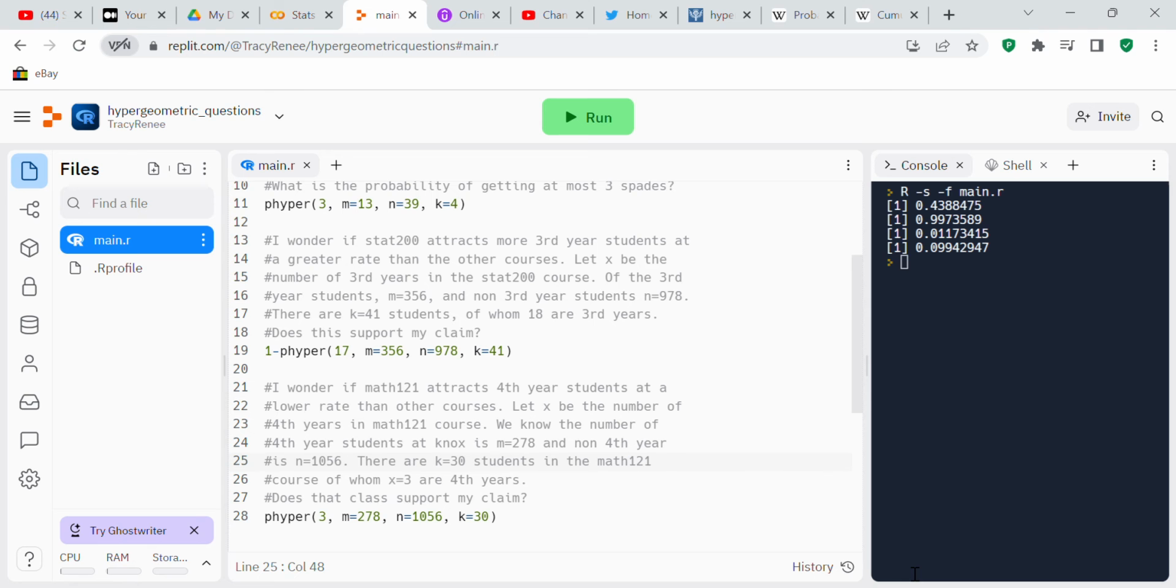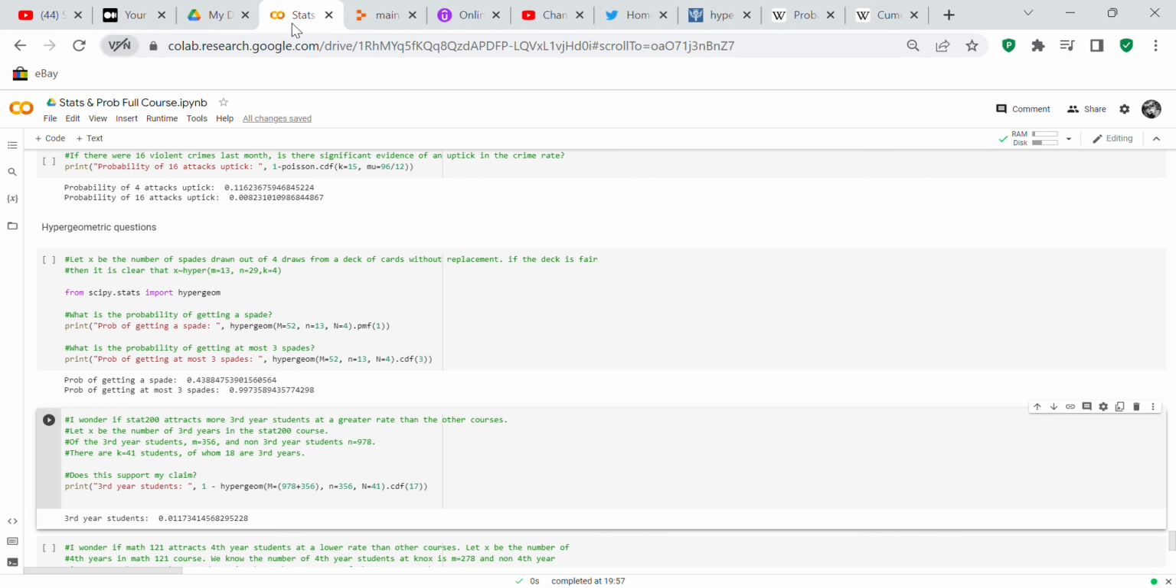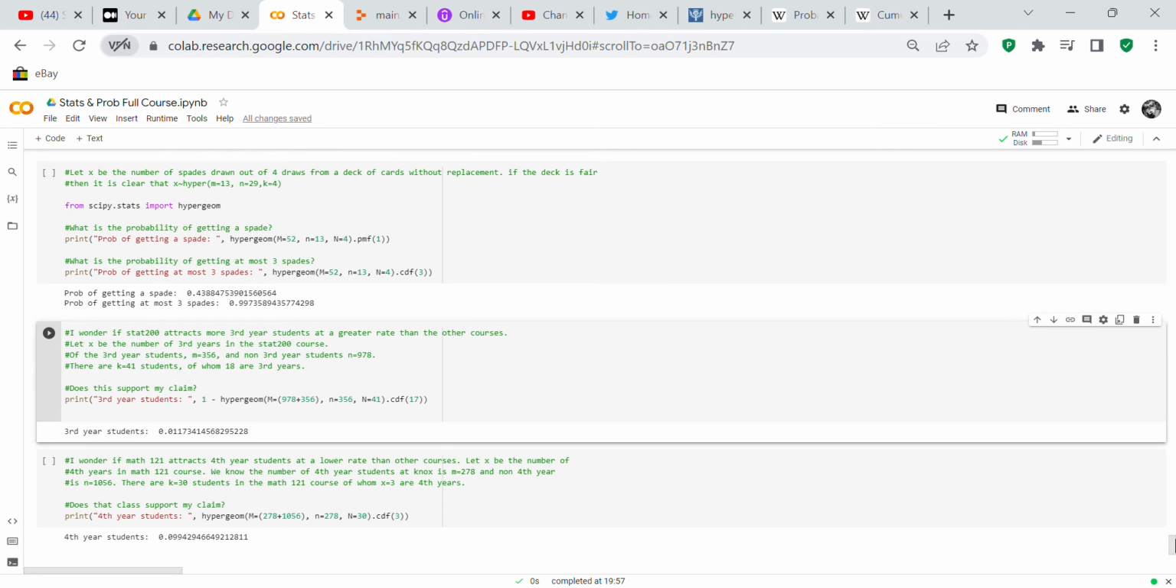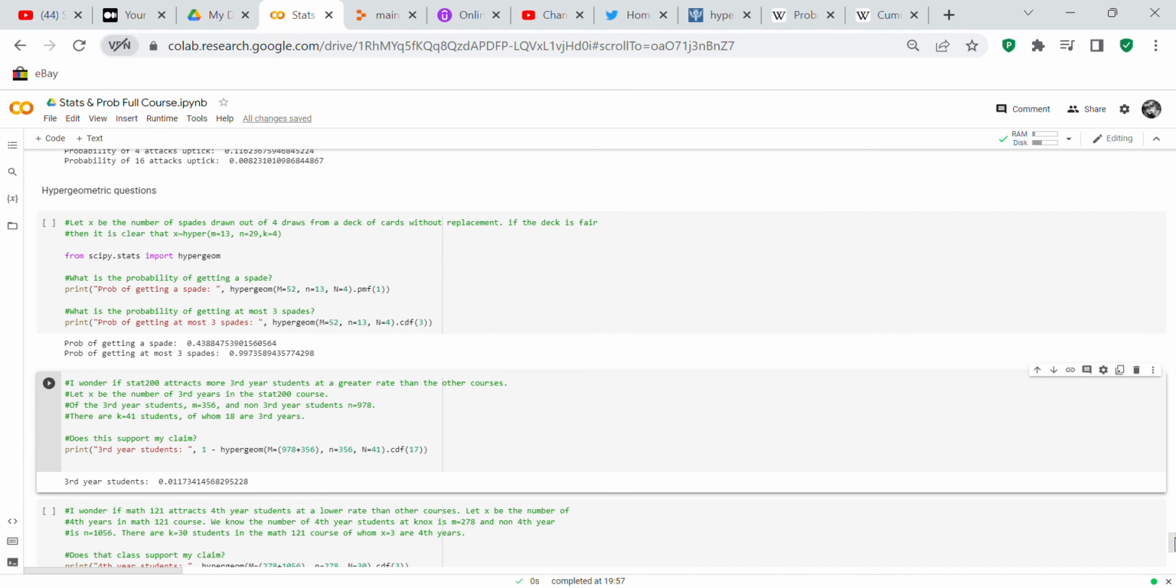So what I've done is I've taken this code and I have translated it into Python. So you will have the code in both R and Python.